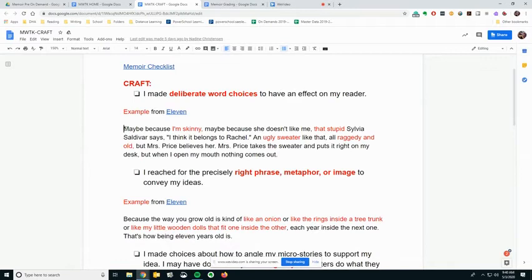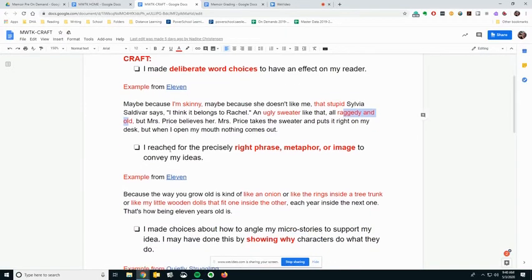From 11, "Maybe because I'm skinny, maybe because she doesn't like me, that stupid Sylvia Saldivar says, 'I think it belongs to Rachel. An ugly sweater like that, all raggedy and old.'" So the use of skinny, of stupid, ugly sweater, raggedy and old, these are precise words that are chosen deliberately to have an effect, to communicate an idea.